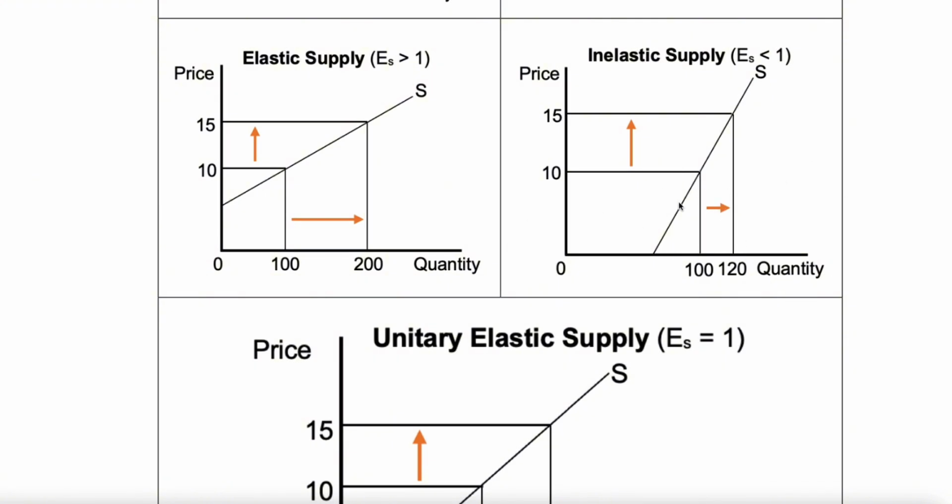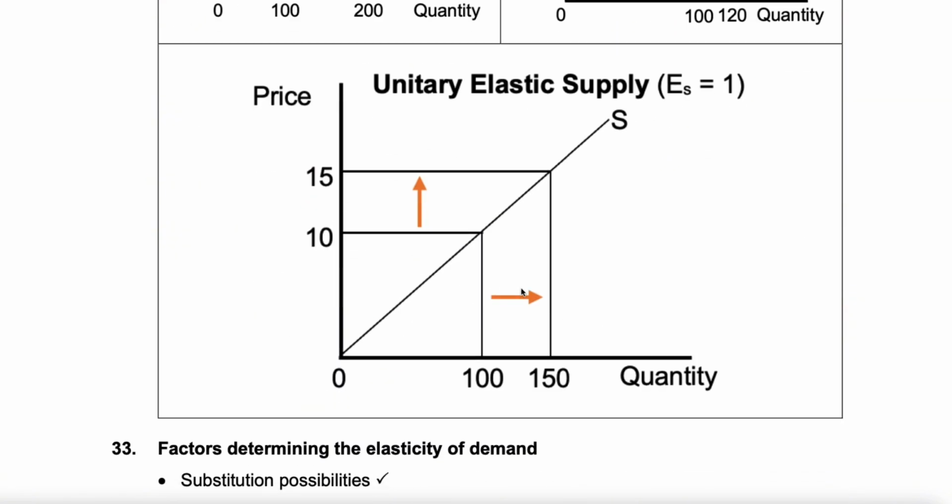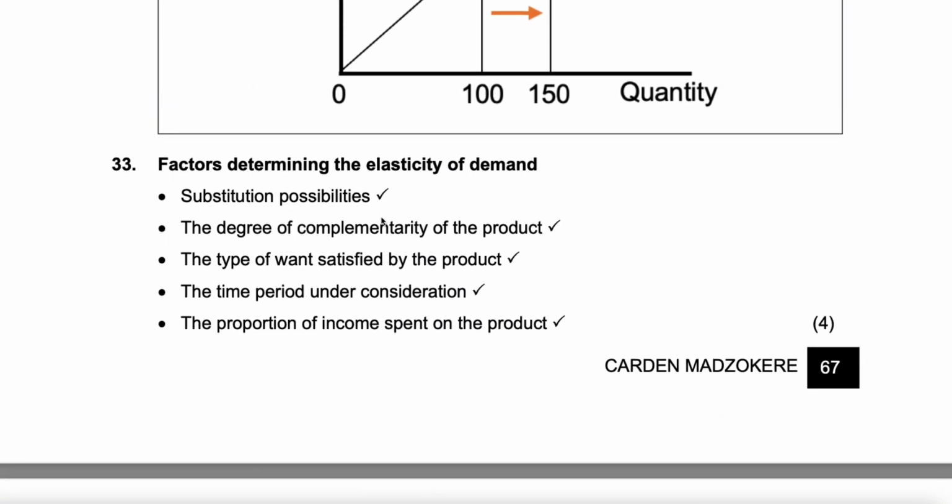You see the thing of calculating from the head. So it will be 20 over 50. So the answer here will be 0.4. Here the answer is 2. So since it's 2, then it's elastic. Since it's 0 point something, it's less than 1, then it's inelastic. My bad. Sorry.